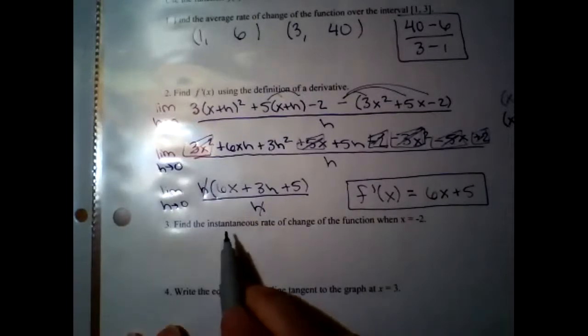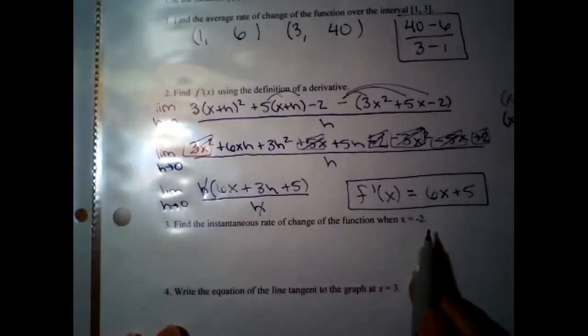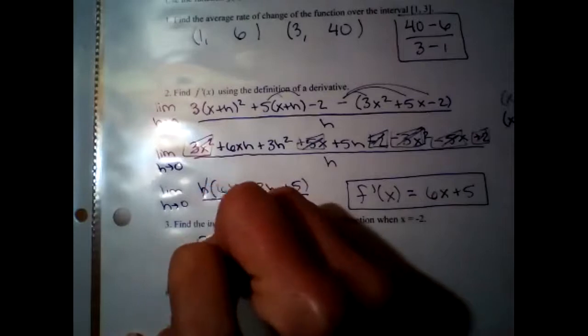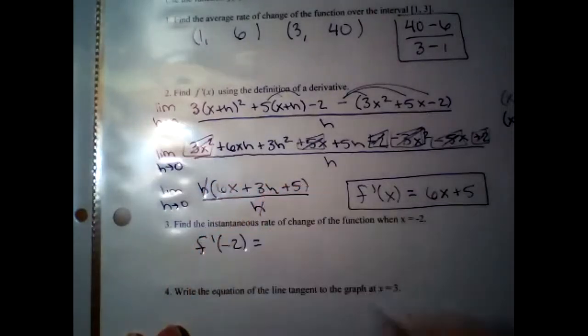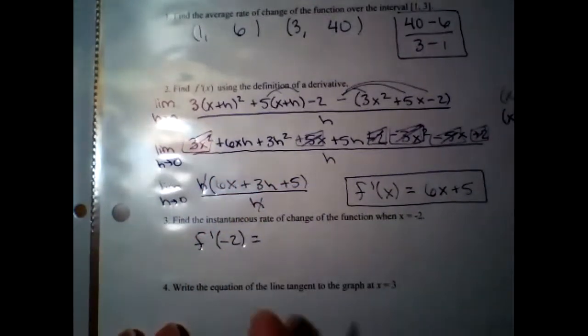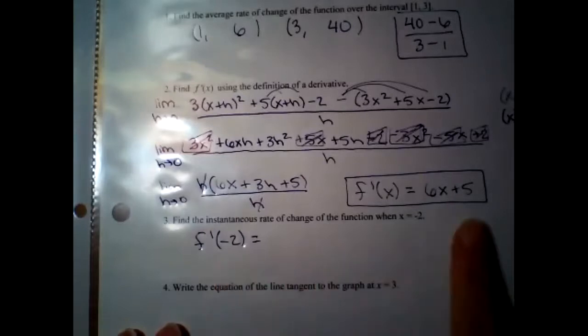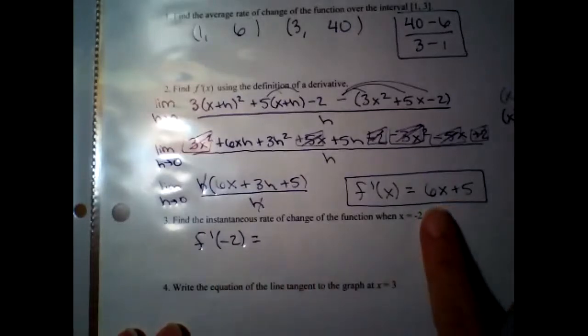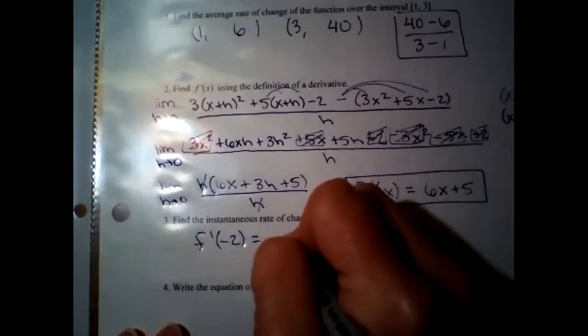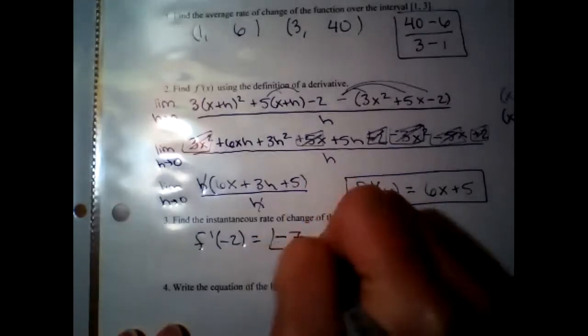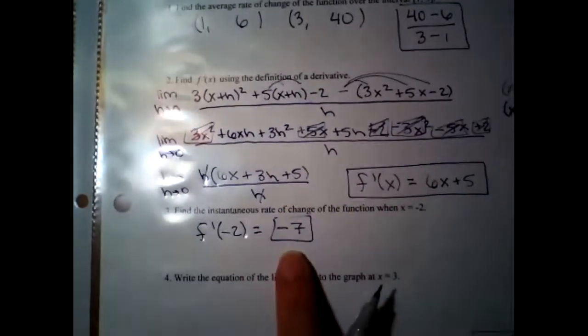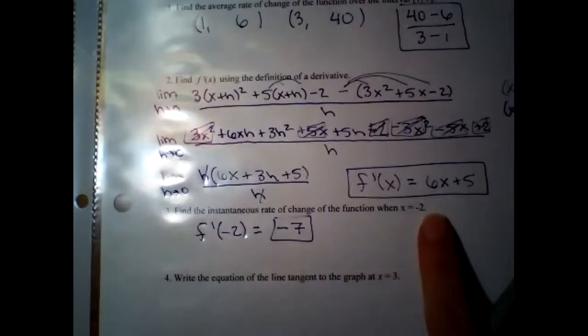So find the instantaneous rate of change at -2. That just means evaluate the derivative at -2. So all you've got to do is plug -2 into this. That would be -12 plus 5, so -7. And that means the slope of that tangent line would be -7 at that point, -2.